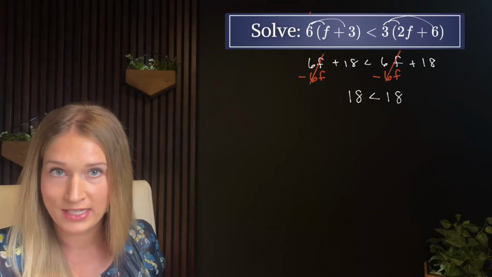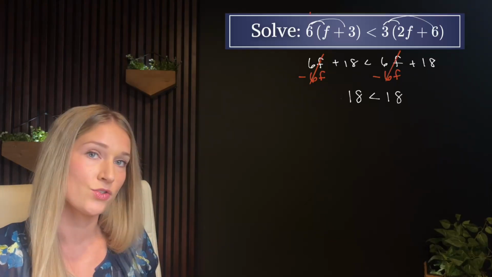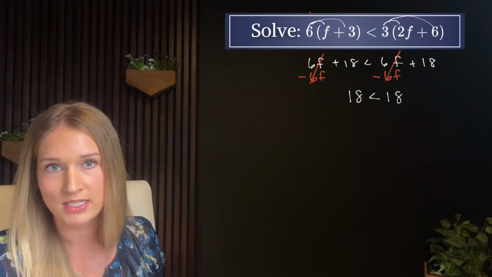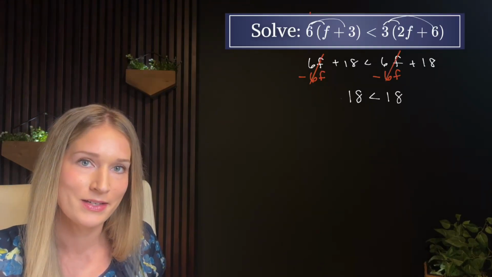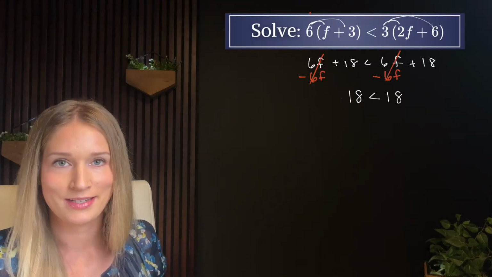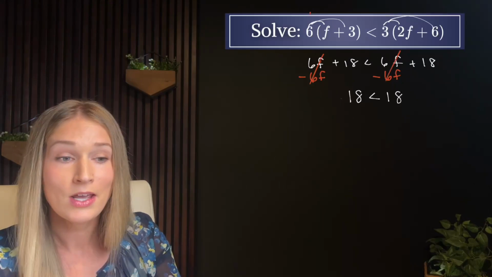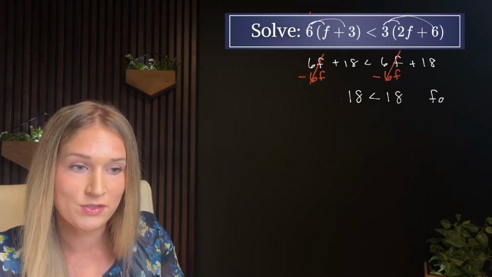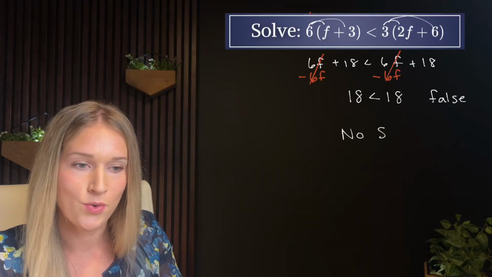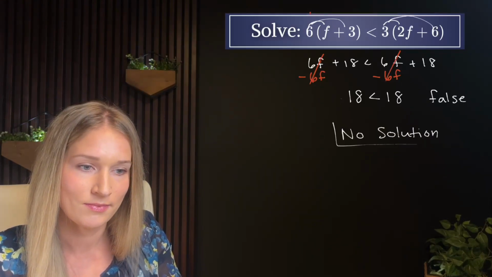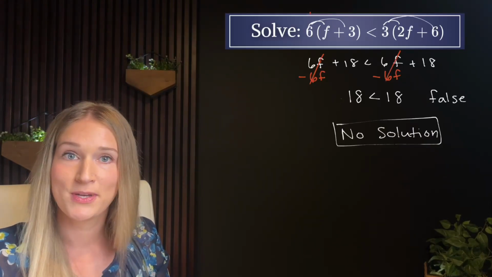All of your variables canceled, so we need to decide, is this a true statement or is it a false statement? This is 18 is less than 18. We know that 18 equals 18. It's not less than 18, so this is a false statement, which brings us back to the case that there is no solution. And those are a couple examples of special cases of inequalities.